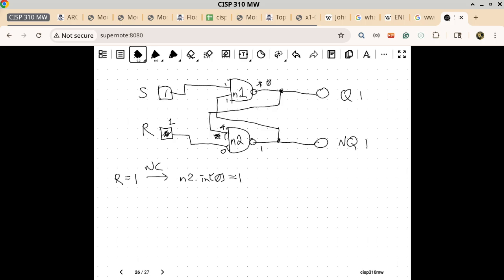N2, right. Oh, yep, you're right. You are correct. Okay, change that to a 1. Thank you. So we change that to a 1, and we say this is n bracket 1, not bracket 0, so I'll fix that too.